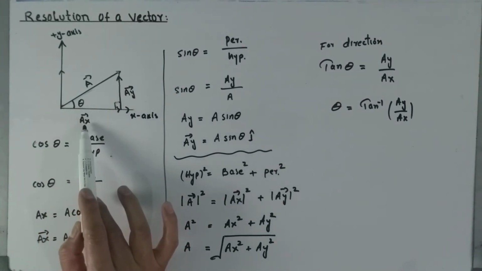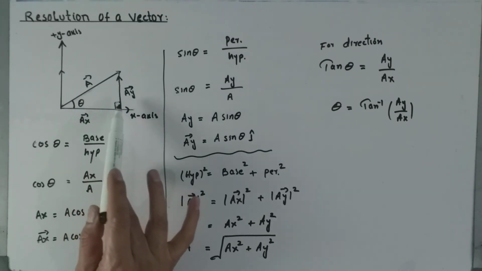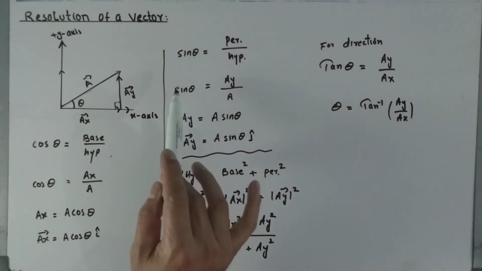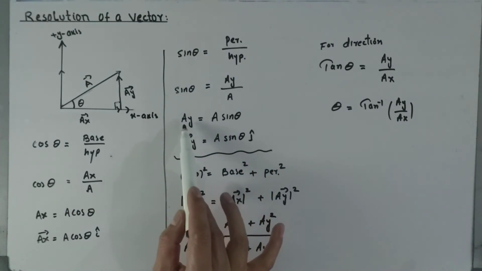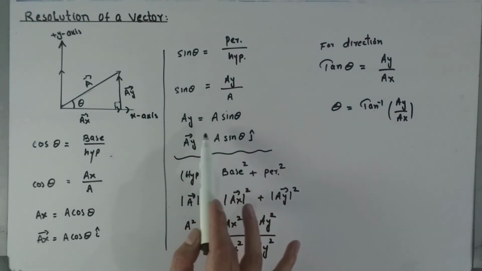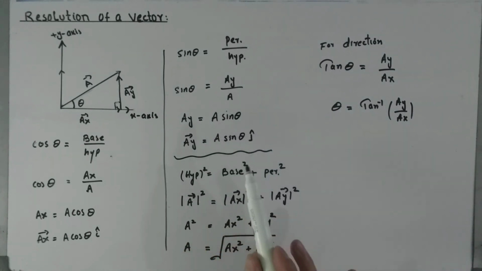One is the horizontal component, which is Ax. The second one is the vertical component. And the formulas for these horizontal and vertical components we got here. Ax is equal to A cos theta, or in the vector form Ax is equal to A cos theta i. And for the vertical component, we will use the trigonometric ratio sin theta, and the magnitude of the vertical component is Ay equal to A sin theta, and in vector form Ay is equal to A sin theta j. j is the unit vector along the y-axis. Okay, so this was the resolution of the vector.